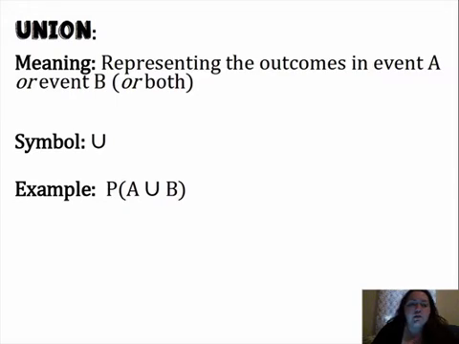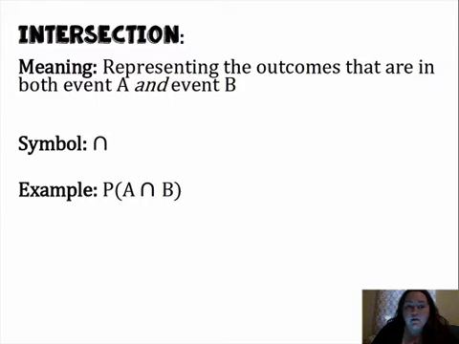All right, unions and intersections. The meaning of a union is representing the outcomes in event A or event B, or both. The symbol looks kind of like a U, and the example of how it will be written is the probability of A or B. So the union sign, you would say "or": A or B. The intersection represents the outcomes that are in both events, A and B. The symbol is an upside down U, kind of like an N. An example would be the probability of A intersection B, so probability of A and B. That's more like where they overlap.